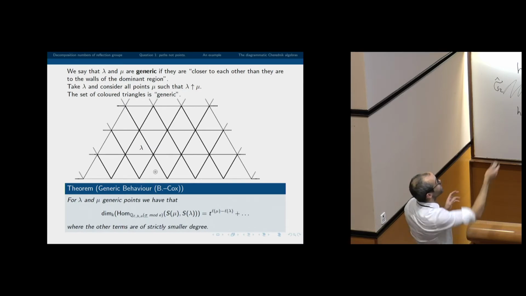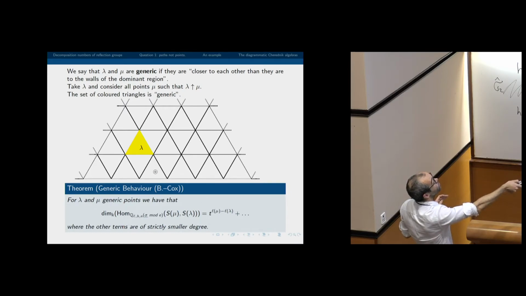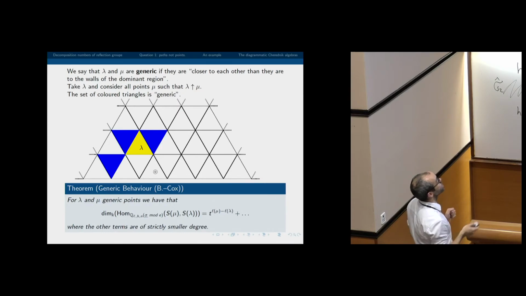So here's lambda. And so I'm going to consider homomorphisms into Specht lambda. So let's consider a single reflection away. And in all these cases, these blue guys are generic. Great. So these are closer to this guy than they are to the walls of the dominant region in some sort of way that can be made precise using paths, but I didn't want to bore you.